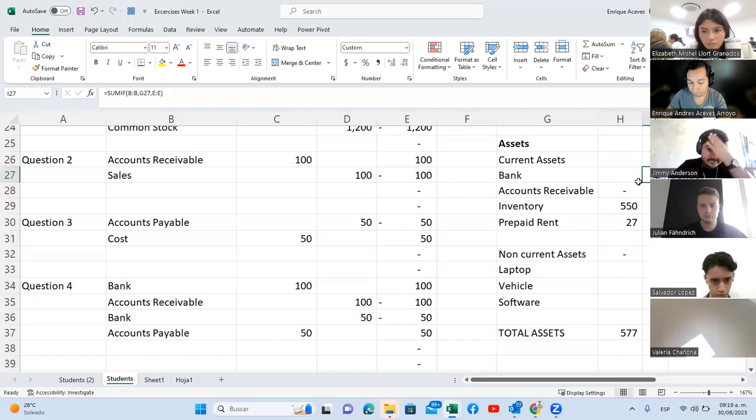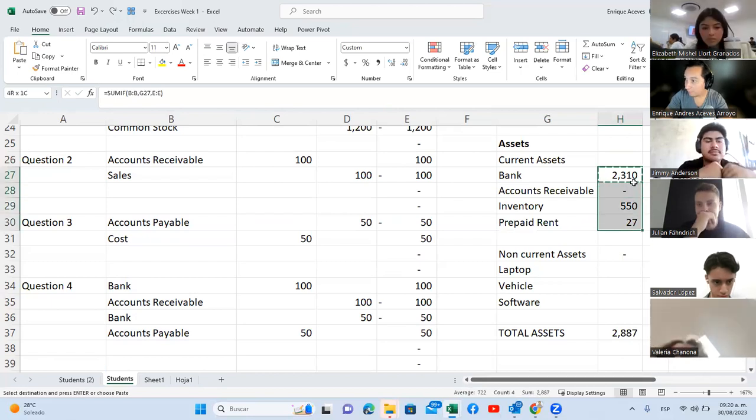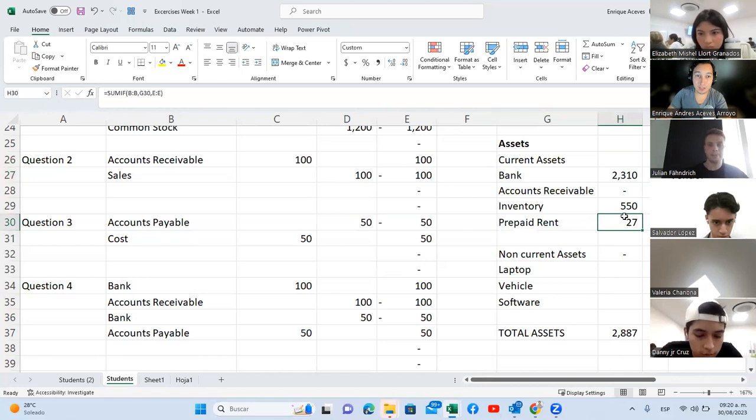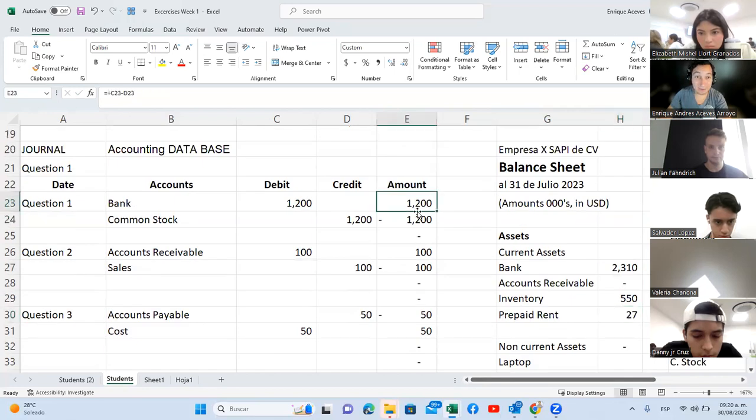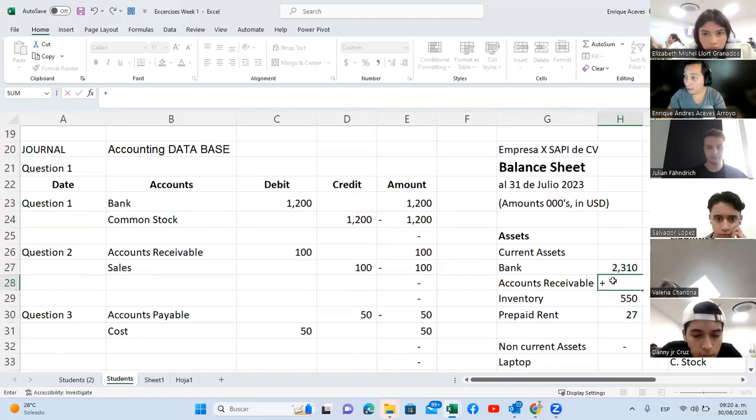Hi, can you explain again the part of the formula for the bank? Yes, I will. Just give me a moment so you can see that all the amounts are changing and that I don't have to go adding up each account. If you didn't do it properly, guys, this is the way you will have to add up everything like I'm just doing.